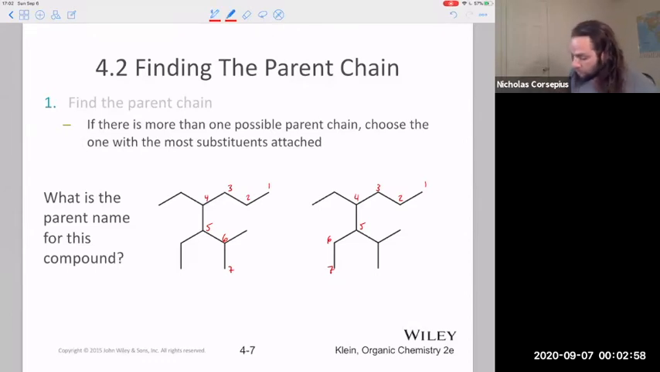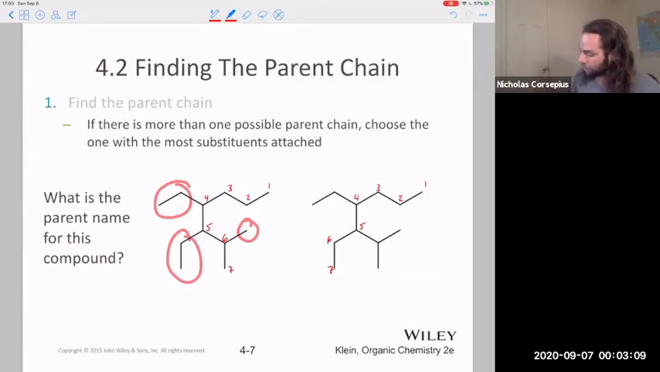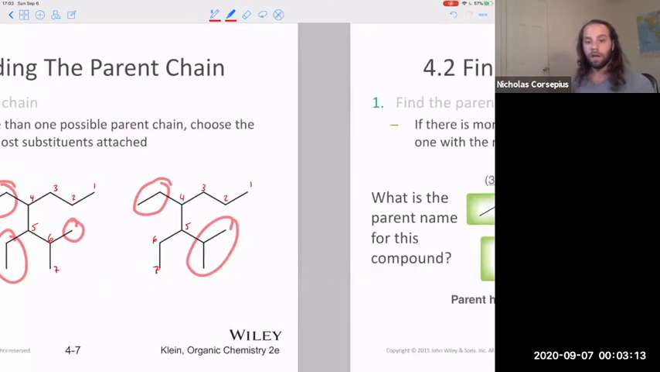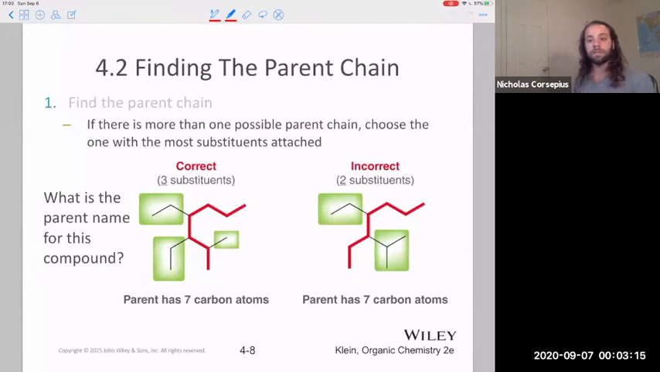Okay, so on the example on my left, this has 1, 2, 3 substituents, right? Those are all carbon atoms that are lying outside of the parent chain, making them substituents. And on the right molecule, I have 1, 2 substituents. So that's why the left is going to be considered the more correct parent chain, because it has the most substituents. On this side, I have 3 versus 2 on this side. Okay, so that's only when there's a tie that you're going to have to worry about that.